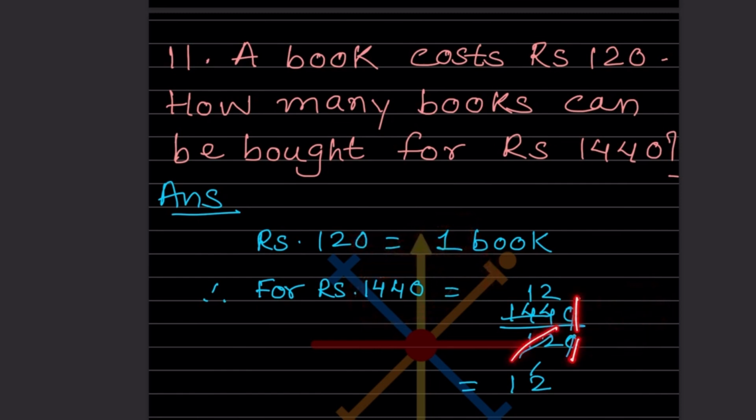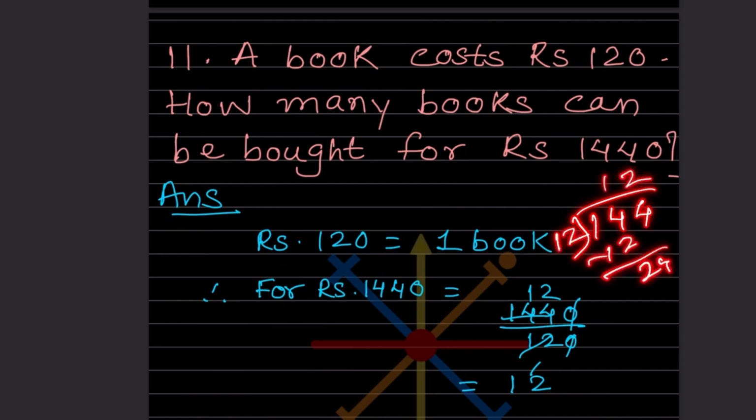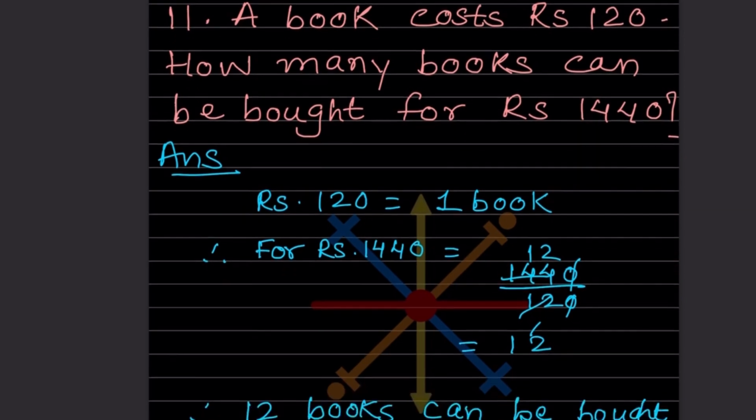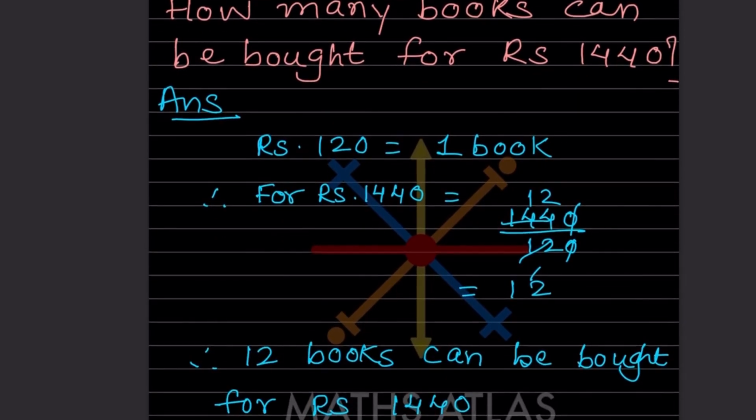So if you know the 12 times table, 12 ones are 12, 12 twos are 24, 12 twelves are 144. Or you can just divide and see. If you don't know directly, 12 ones are 12 and this is 24, 12 twos are 24. The tables are important. So you got 12. So what you will say: therefore 12 books can be bought for rupees 1440. This statement, whenever there is a word problem, should be written.